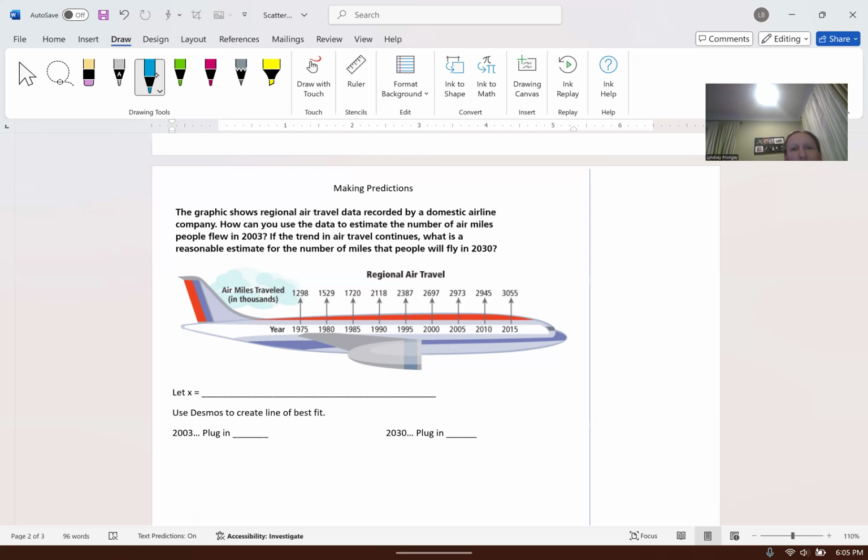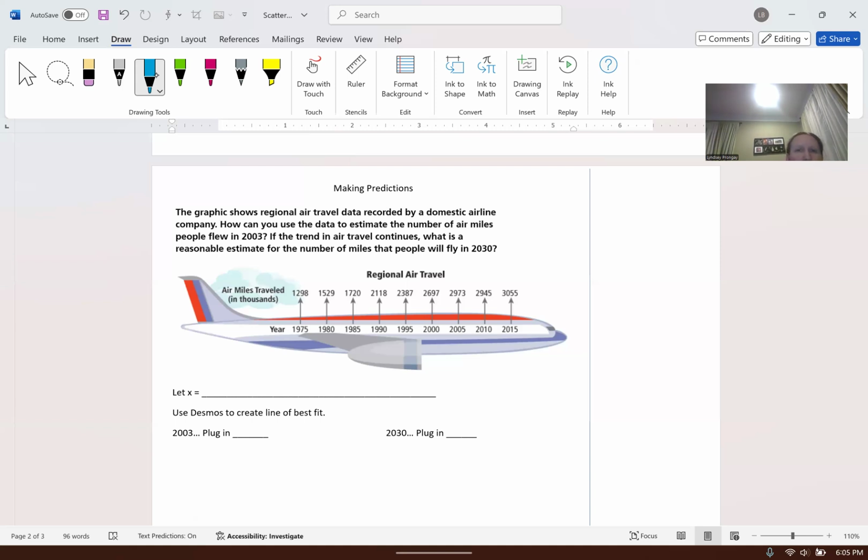So we have a picture that shows regional air travel data recorded by a domestic airline company. How can you use the data to estimate the number of air miles people flew in 2003? If the trend continues, what is a reasonable estimate for the number of miles that people will fly in 2030?